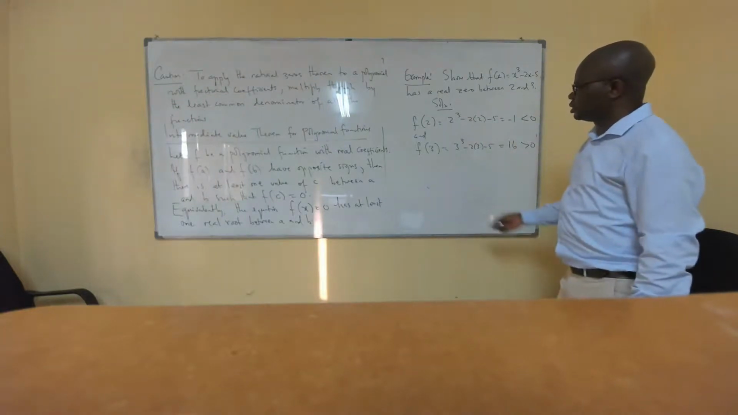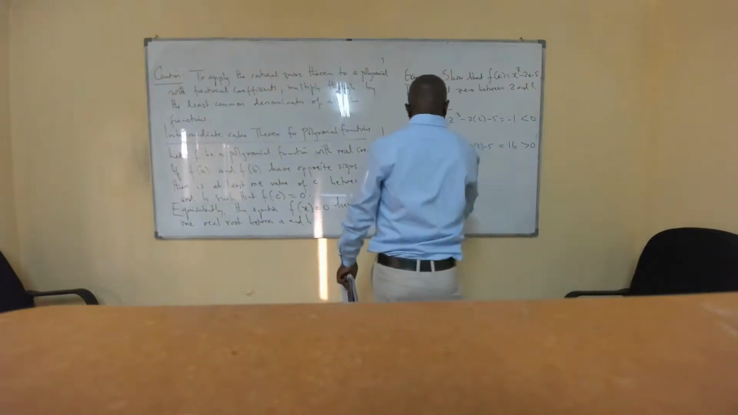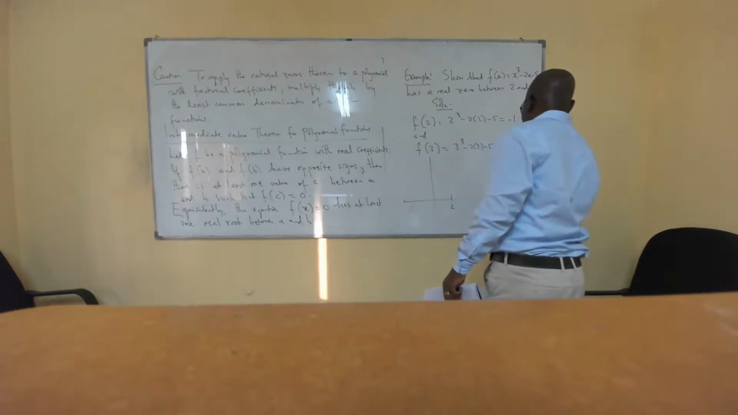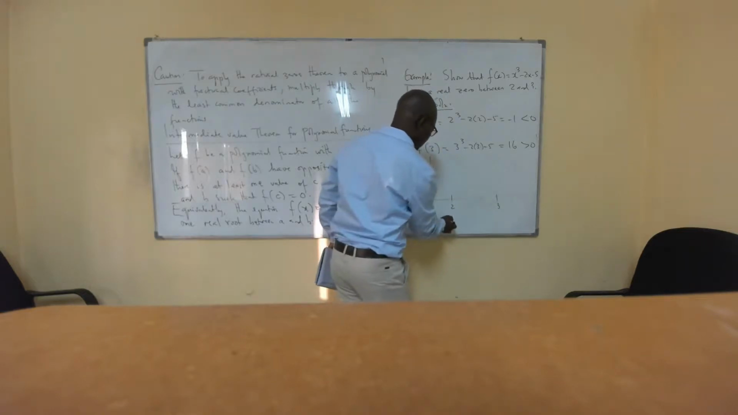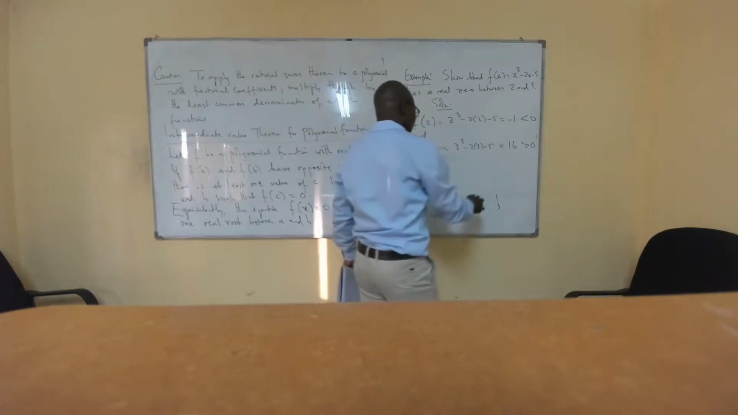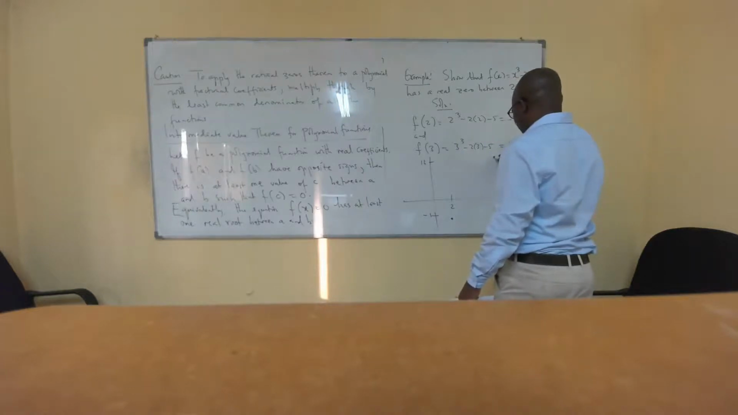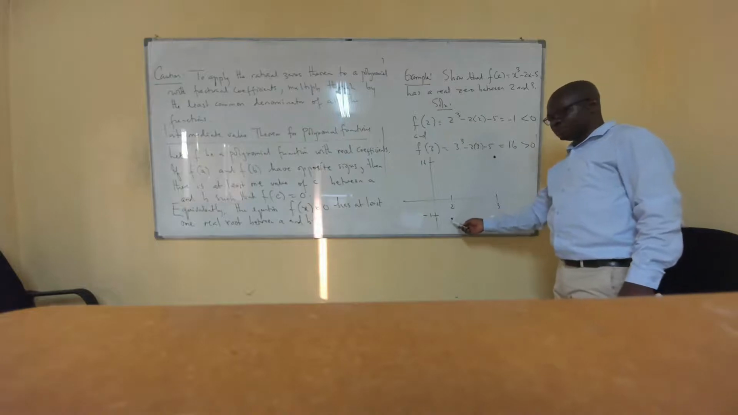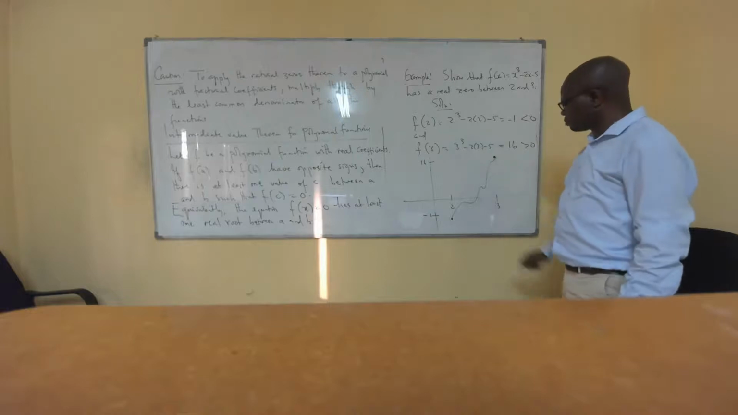So you can see at 2 it's negative and at 3 it's positive, and it makes sense. At 2, it picks minus 1 somewhere there. Then at 3, it picks 16, somewhere here. So the graph passes through those points, which means it must have crossed somewhere here to come up there. Definitely.